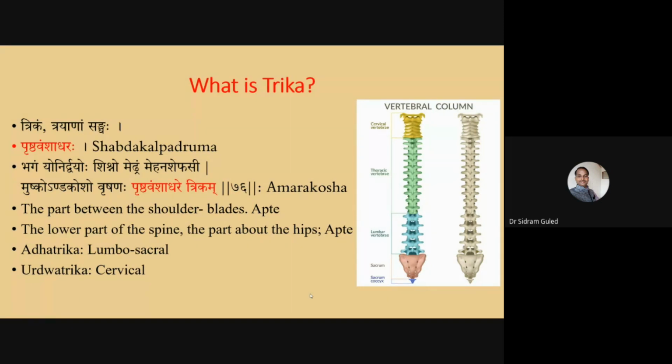Moving further, Apte has defined the word Trika as the part between the shoulder blades and the lower part of the spine, the part about the hips. So in that dictionary he has defined two areas of Trika. One is the upper, called Urdhva Trika, the cervical region, and the other Trika, which is the lumbosacral area. These two areas are very crucial, as a number of diseases and disorders occur in them. So this is a highlight of the word Trika.